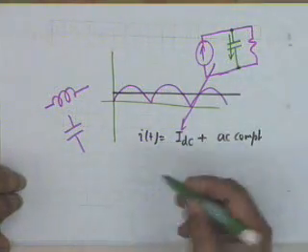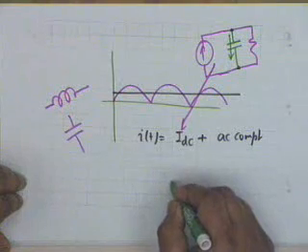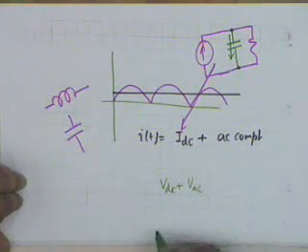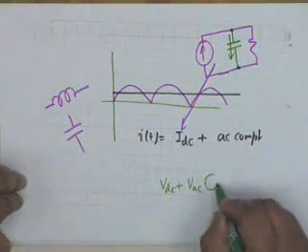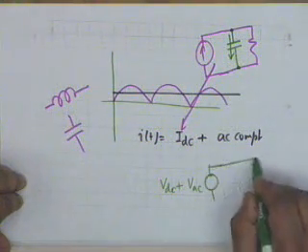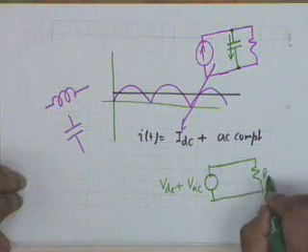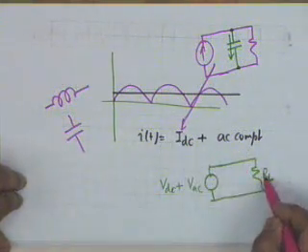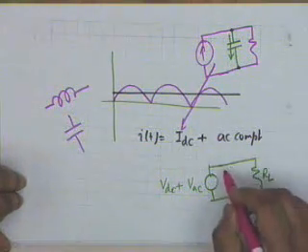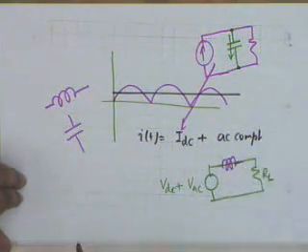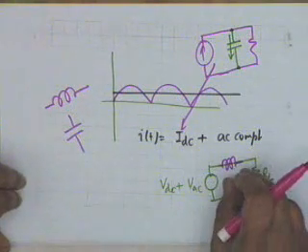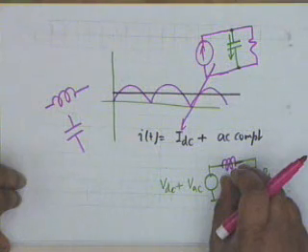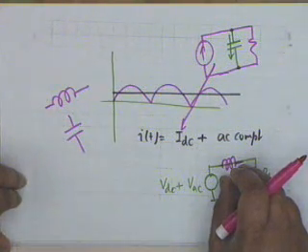Or the alternative way of looking at this is that we have a VDC plus VAC, a voltage source, and then it's connected to the load RL. Well, I don't allow the AC component to drop across RL. What I do is I use an inductor here. Inductor, as you know, drops the AC component. As far as DC is concerned, the inductor is a short.